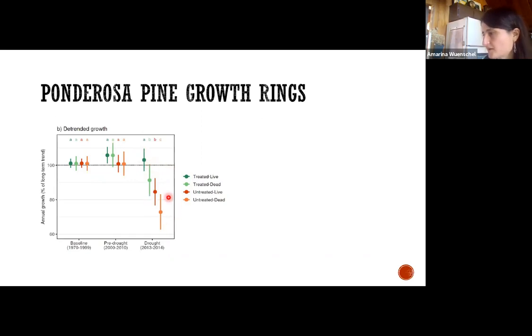And so these untreated stands definitely experience the greatest reduction in growth during the drought. And in the treated stands, there's definitely less reduction. In fact, in the treated trees that ended up surviving the drought, there was almost no change over the course of the period that we looked. Whereas the trees that ended up dying in the treated stands, we did see a reduction of growth there, which I don't think is too surprising.